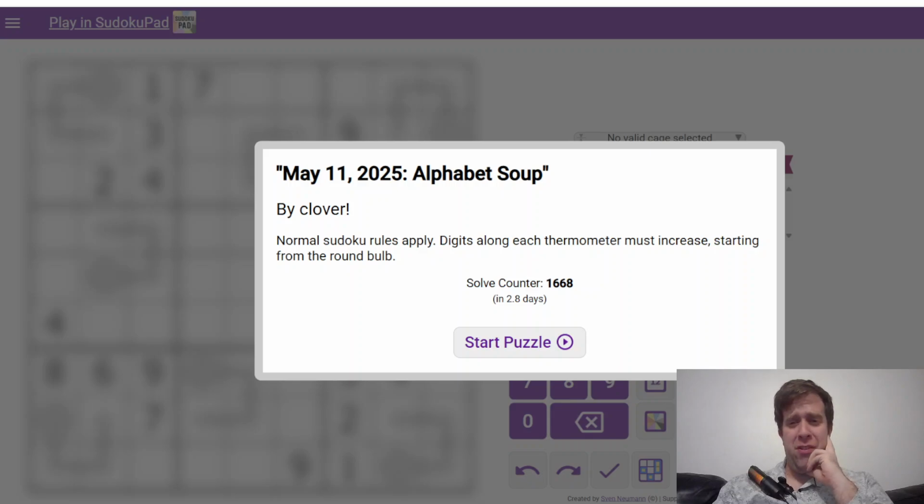I don't know why this thermo Sudoku was called Alphabet Soup. In fact, I haven't even done this one. Yeah. There's something I was going to say here. Does anyone want to come around to my place and play the Ox campaign? Is that a weird question? That's a weird question. Never mind. Forget I said anything.